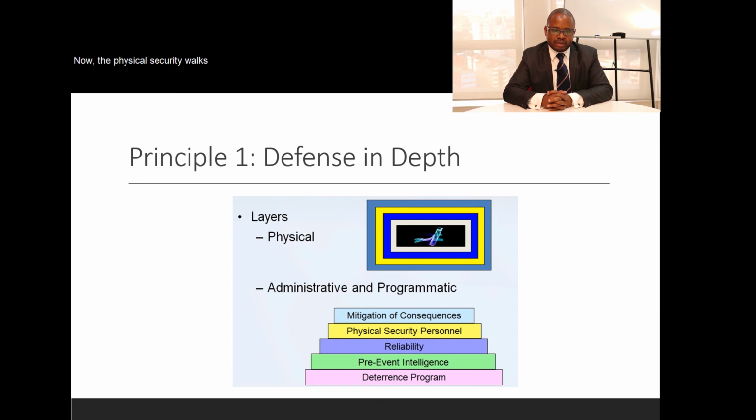Now, the physical security works together with these administrative processes to give us effective security for the critical asset. This defense in depth includes how to mitigate the consequences in a situation where the security system has been compromised. The physical security personnel, we call them the guard force. Then we will look at reliability of the existing protection elements and deterrent programs that are in place.